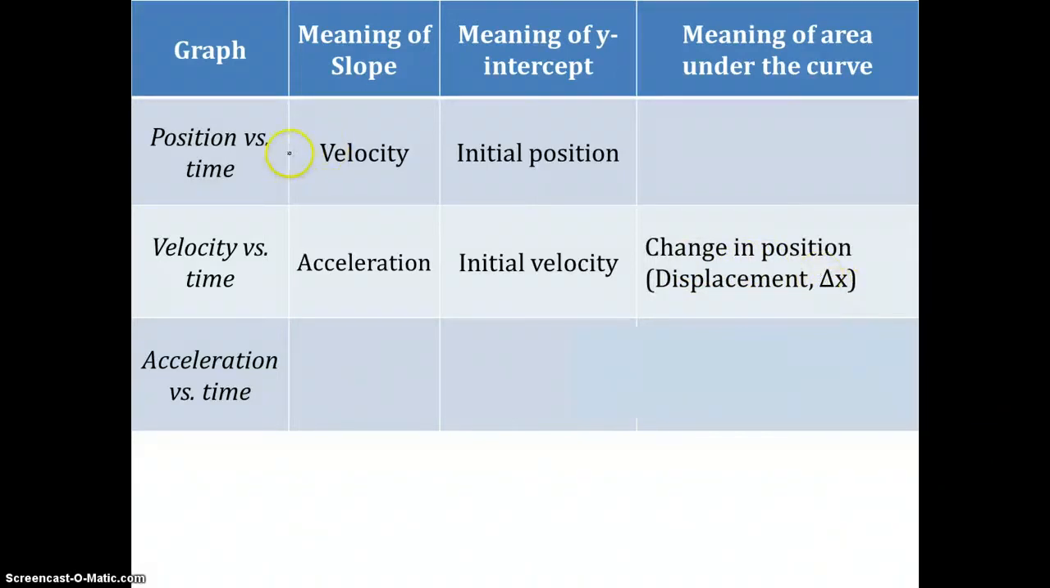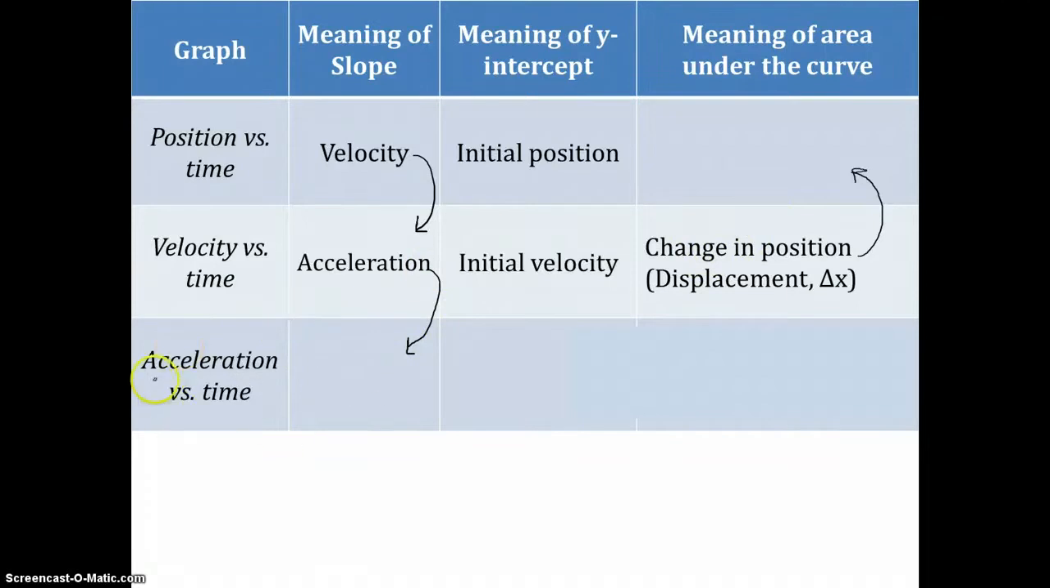So for the position versus time graph, to get the velocity, you do the slope. For the velocity versus time graph, to get the acceleration, you do the slope. And then going backwards on this side, for the velocity versus time graph, the area gives you information about the graph before it. So slope gives you information about the next graph, and area under the curve gives you information about the previous graph.